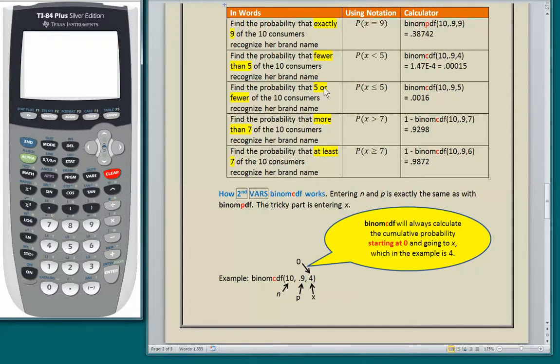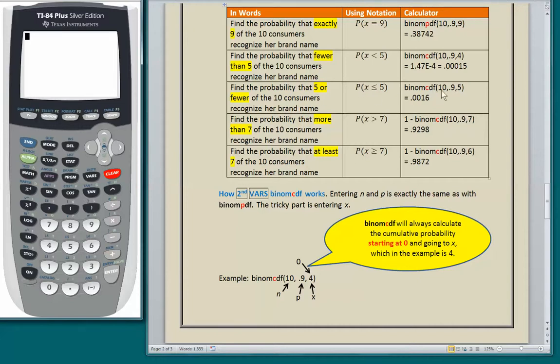Find the probability that 5 or fewer of the 10 consumers. So now we want to go from 0 all the way up to 5 and including 5. But again, this is the way the notation looks: the probability that x is less than or equal to 5. That means the same thing as 5 or fewer.